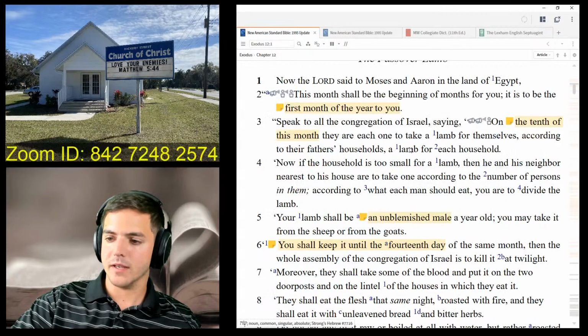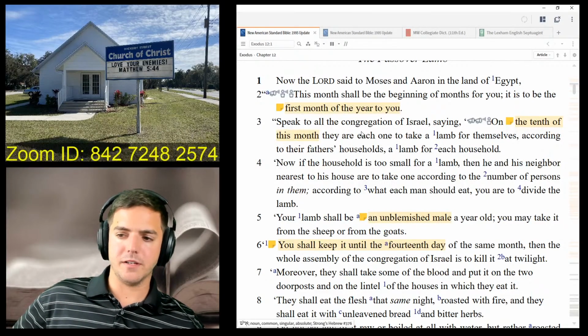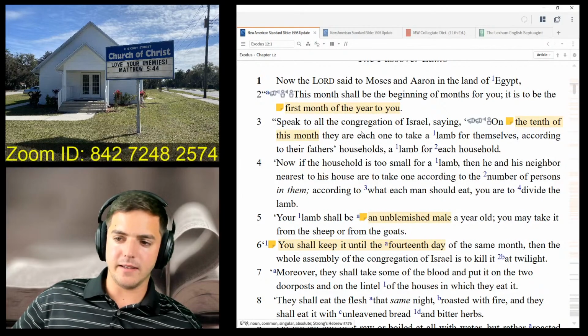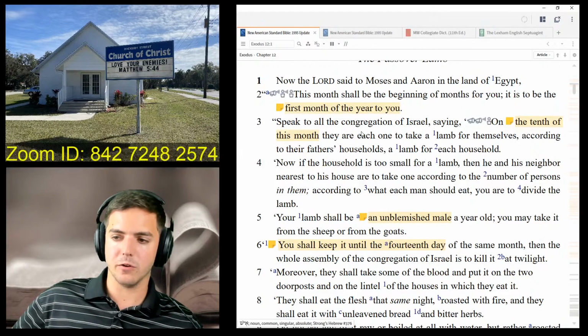Then he tells them this in verse 3. Speak to all the congregation of Israel, saying, On the 10th of this month they are each to take a lamb for themselves according to their fathers' households, a lamb for each household.